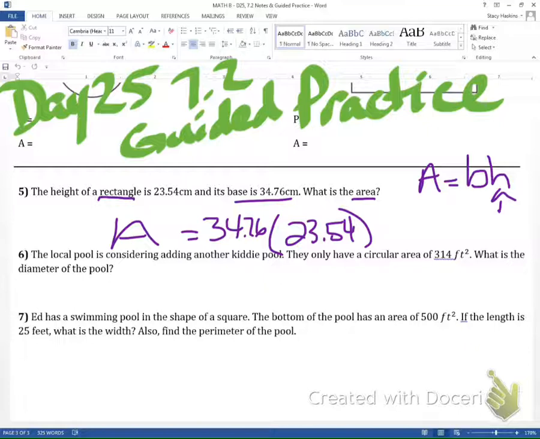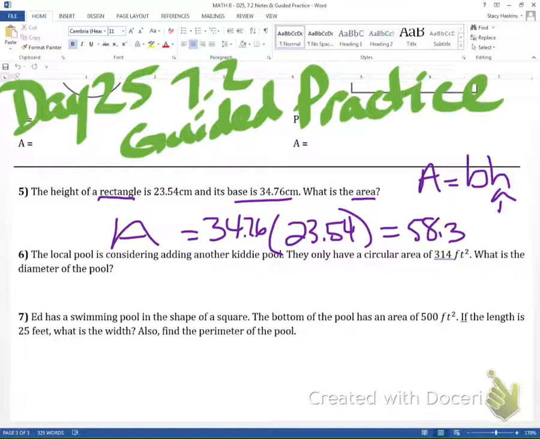So all we need to do is multiply 34.76. I think it looks like a 2 that I wrote there, but that's supposed to be a 7, 76, times 23.54. Go ahead and use a calculator right now, it's okay. I am. In my calculator, I got 58.3. But I'm not done yet.